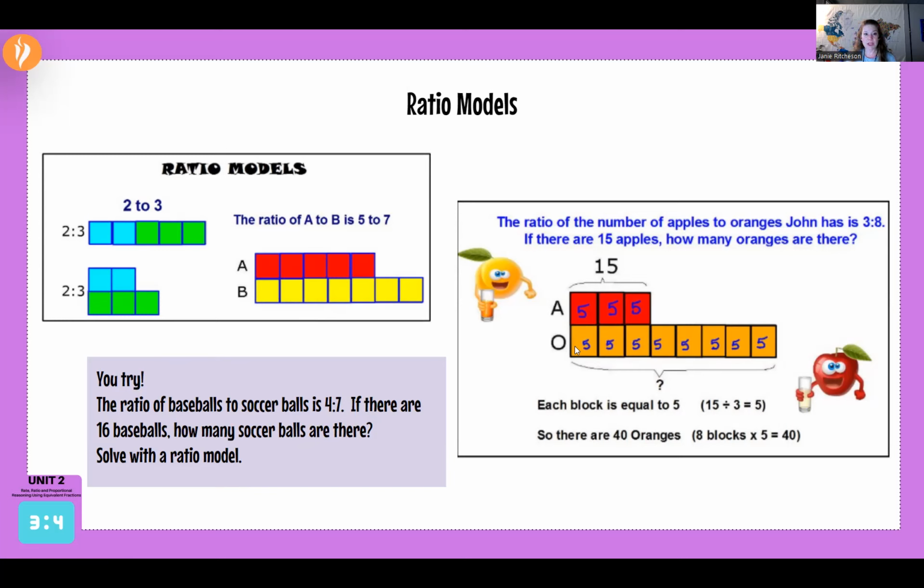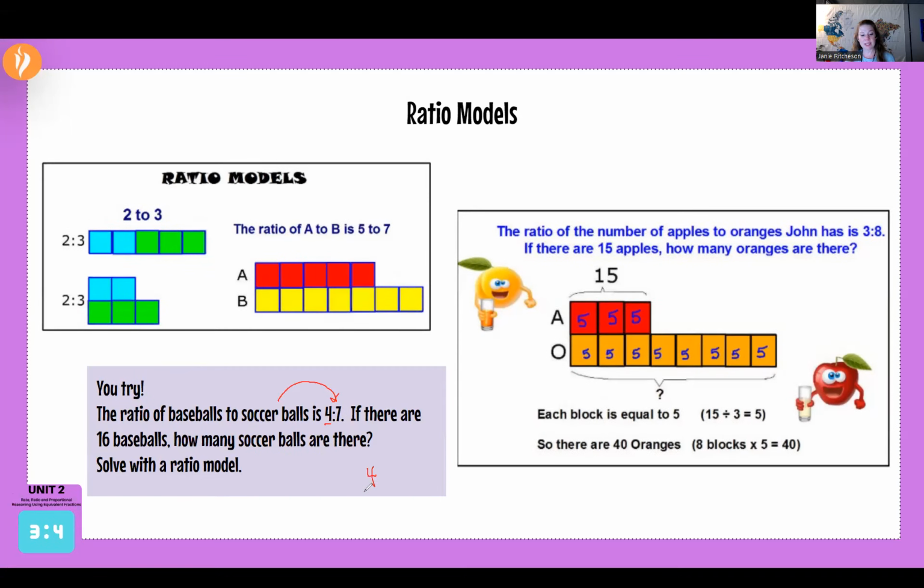All right, so here's one that says if the ratio of baseballs to soccer balls is 4 to 7, and there are 16 baseballs. So which one is baseballs, 4 or 7? Baseball's the first number, so 16 must go on the top. The question is, how many soccer balls are there? Well, what do we do? How do we get from 4 to 16? We multiply by 4. And then if we do that on the bottom, 7 times 4 is 28. So the answer to the question is 28 soccer balls.